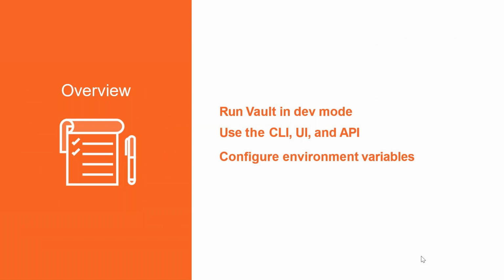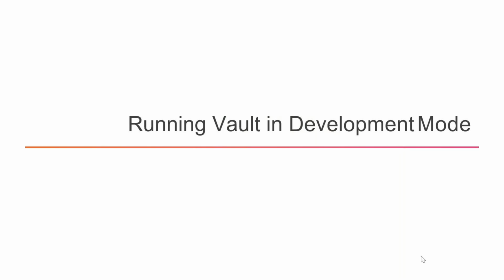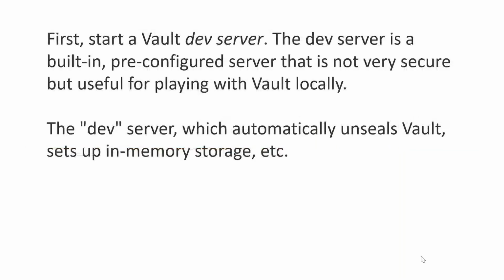Now the question is, how do we access the Vault server? You can access it through the CLI, through the UI, and through the API also. You can also configure environment variables for it. So, running Vault in development mode: first, start a Vault dev server. The dev server is a built-in, pre-configured server that is not very secure, but useful for playing with Vault locally. If you want to learn Vault, dev mode is good for it.